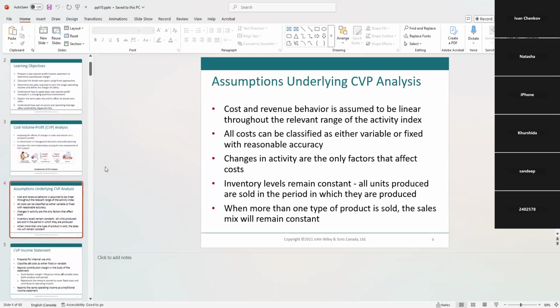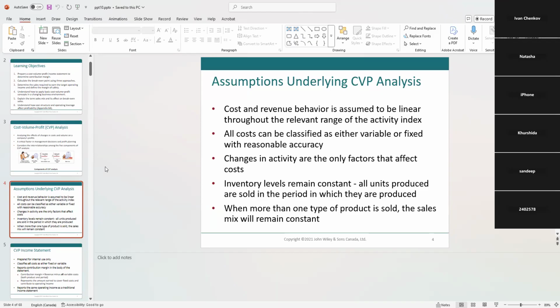Before we start, we have to have some assumptions. First assumption is that all the revenue and all the cost behave linearly. That means they don't change their behavior within the relevant range. That's how we can predict them. Second, from all the costs that the company has, we're going to split them only into 2 costs, variable and fixed.